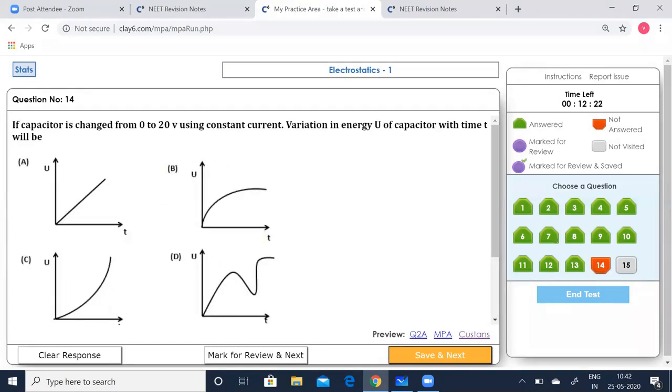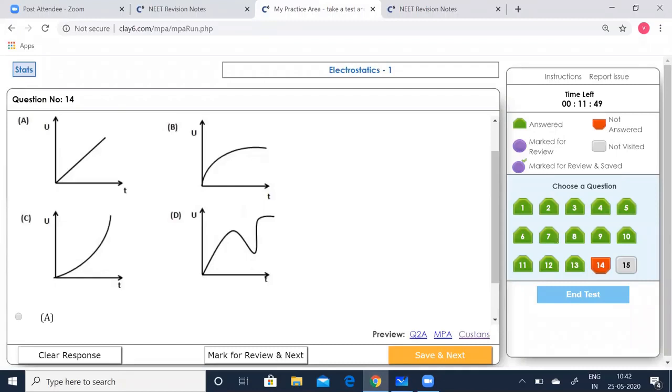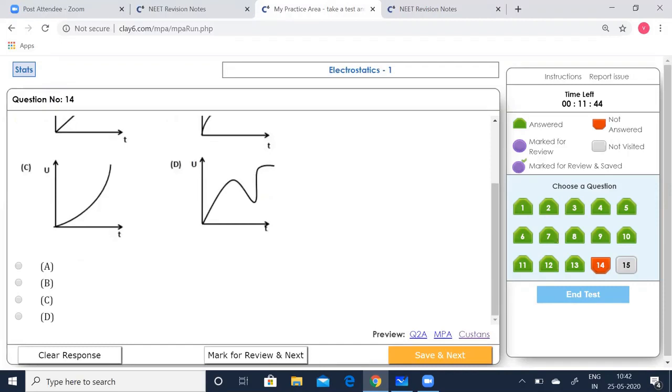If a capacitor is charged from 0 to 20 volts using constant current, what will be the variation in energy U of the capacitor with time t? Look into the graph carefully. A is a linear graph. B and C are exponential graphs, and D is a non-linear one, whereas B shows an exponential increase and C shows an exponential decrease. So, which can be the correct option?